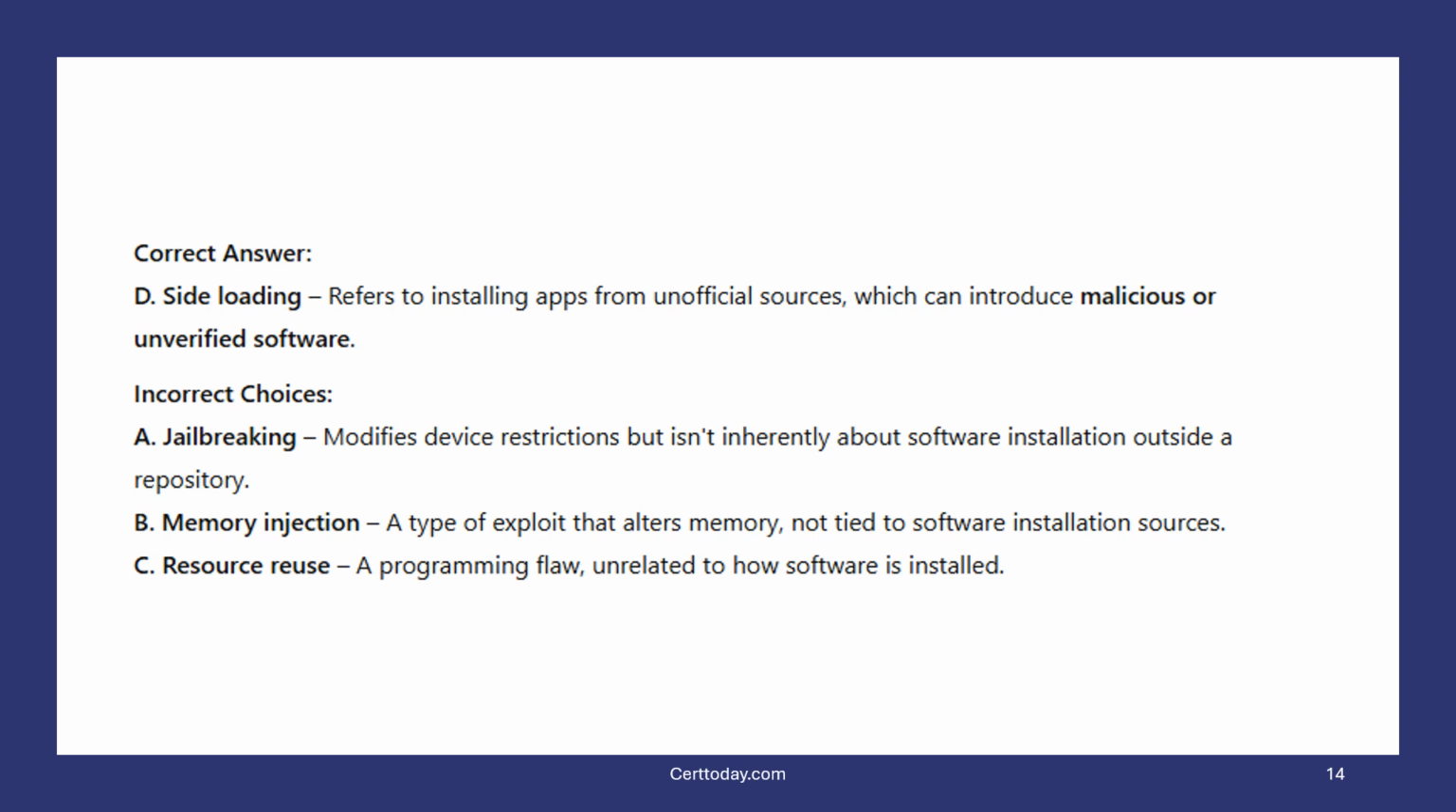B is incorrect because memory injection is a type of exploit that alters memory, and it's not tied to software installation sources. And C is incorrect because resource reuse is a programming flaw and it's unrelated to how software is installed.